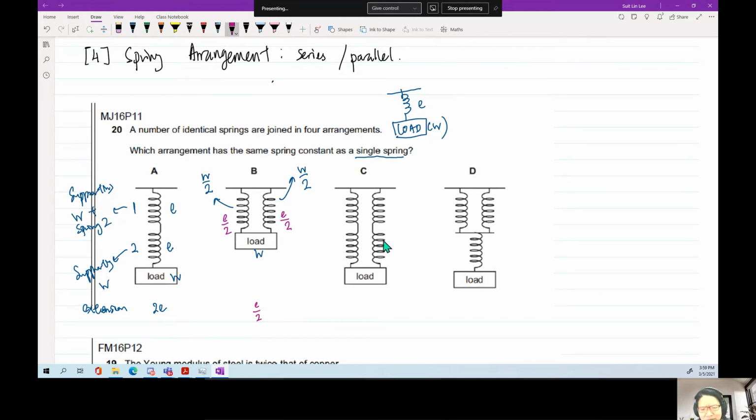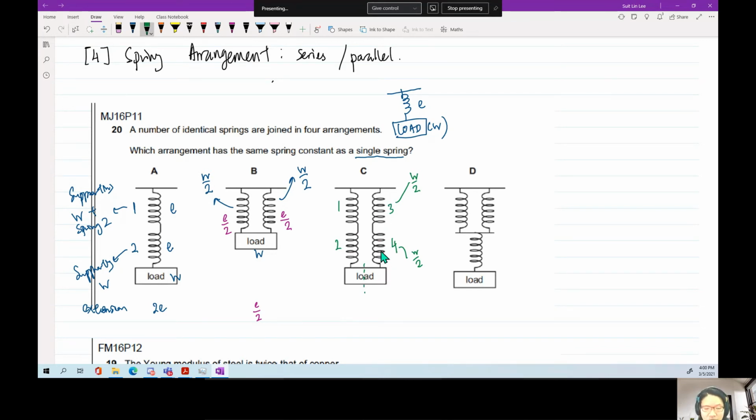Very nice. What about this one? Well, this whole side is supporting W over 2. But this spring, spring 1, spring 2, spring 3, spring 4. So spring 3 is supporting W over 2. Spring 4 also supports W over 2 because they are taking half the load. 3 is supporting 4. 4 is supporting the load.